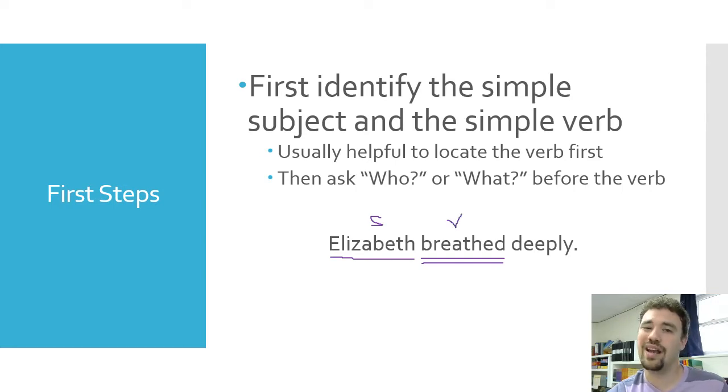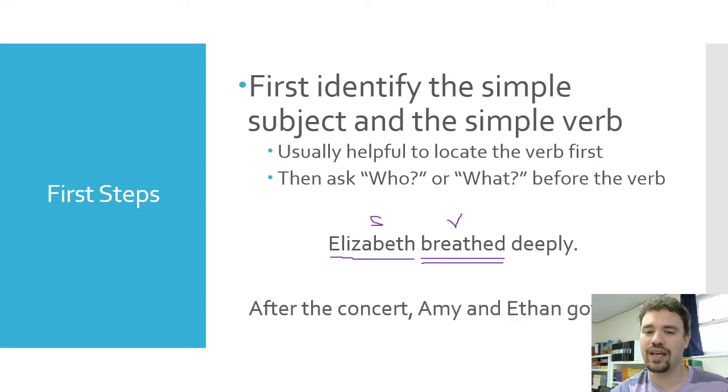All right, let's look at another example sentence that's a little bit more lengthy and a little bit more complicated. Oops, I'm covering this up with my video. After the concert, Amy and Ethan got pizza. All right, so you can't see the whole sentence because of my video, but the verb here is got, right? It doesn't really matter what the rest of the words in the sentence are doing. I just need to identify the verb. After the concert, Amy and Ethan got pizza.